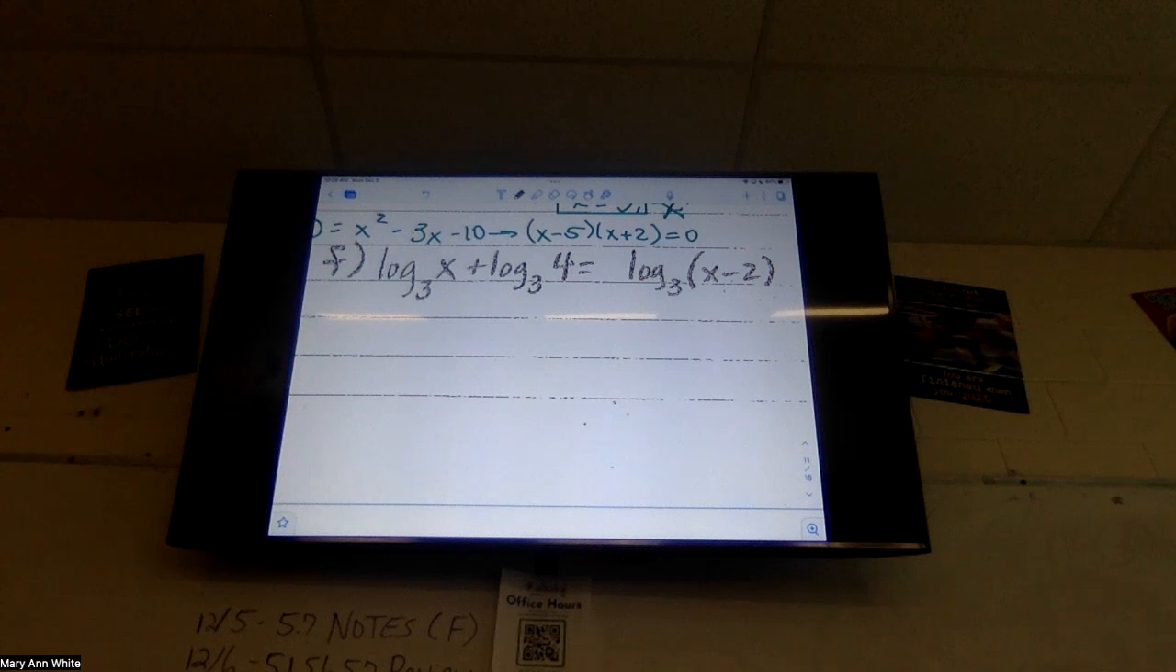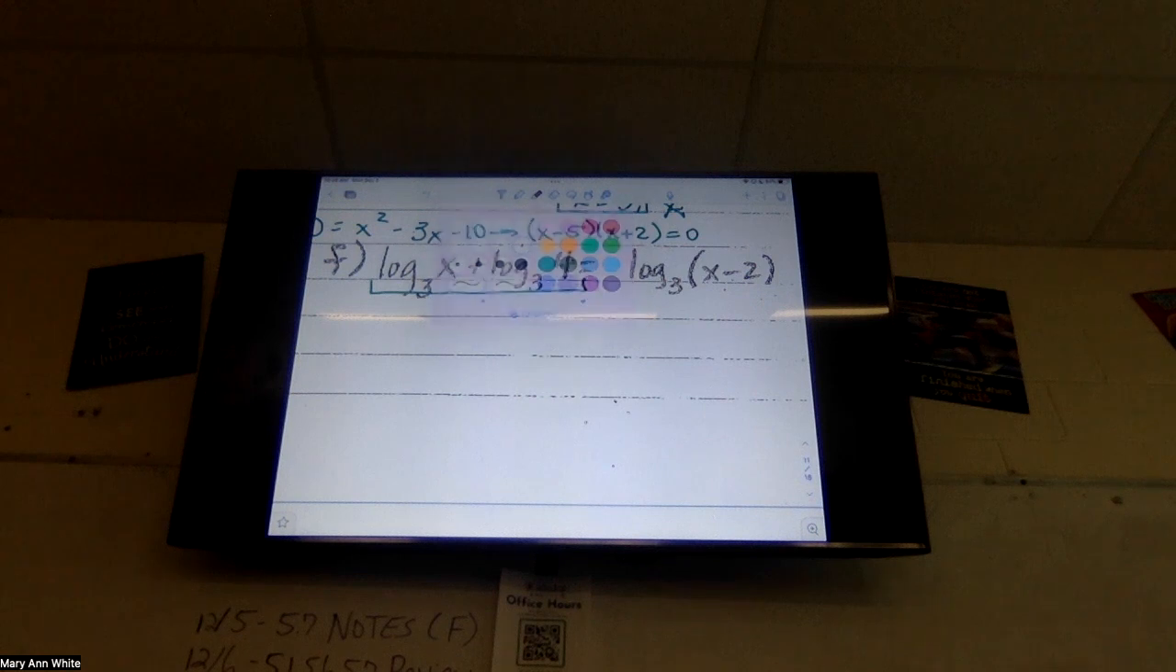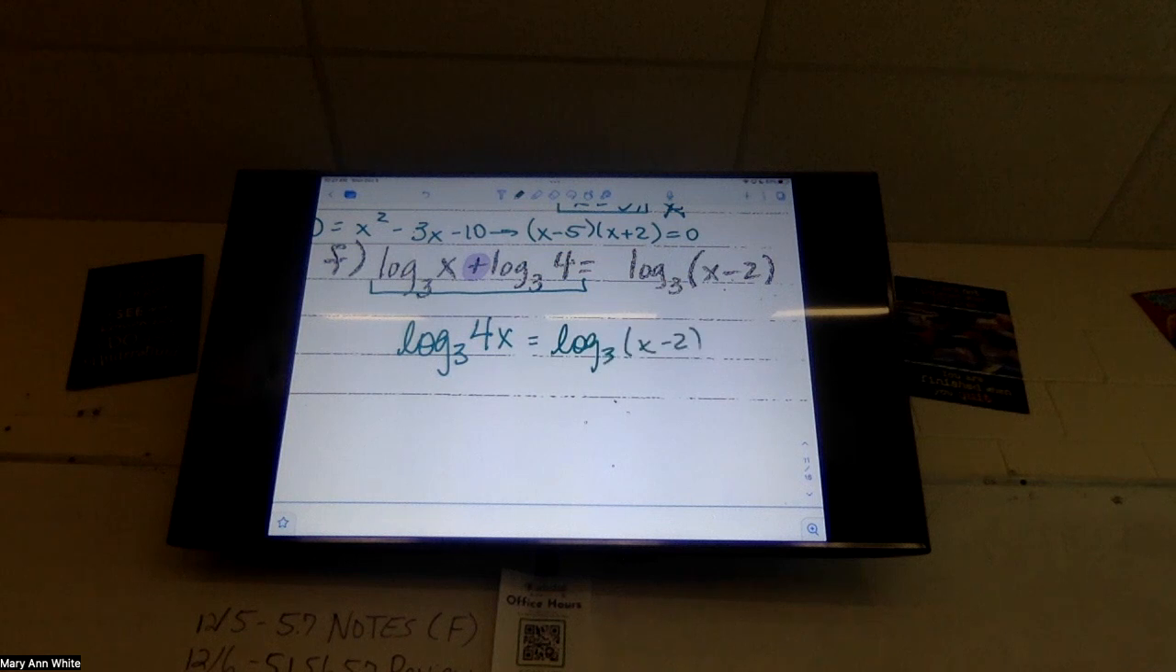Okay. How am I going to combine the left side? Multiplication. Let's apply those together. So I'm going to say log base 3 of x times 4. Oh, I can make that 4x. That's nice. Equals log base 3 of x minus 2. Now what? Cancel the log. Why? The same base are on opposite sides of the equal sign, so I get 4x equals x minus 2. Then subtract the x, minus x. And then divide by 3.